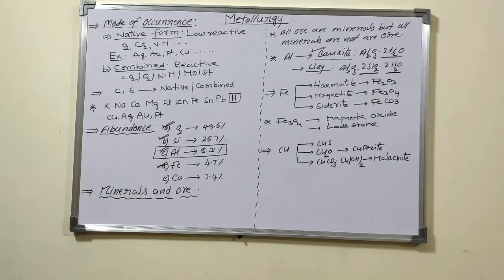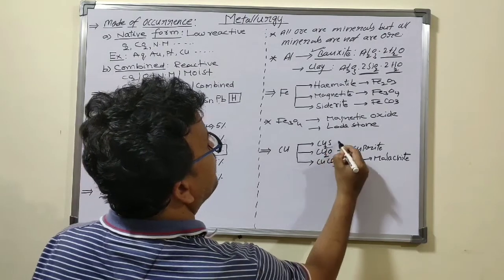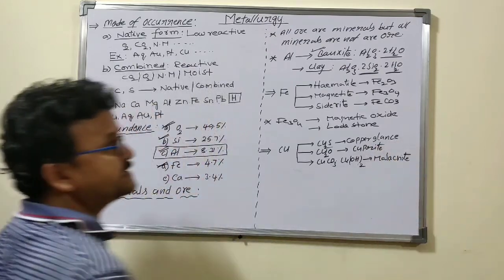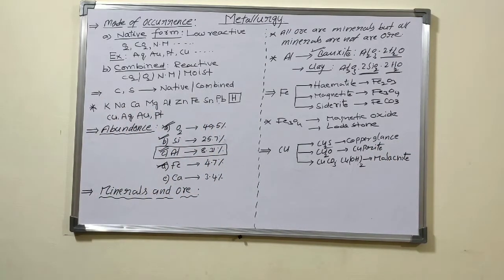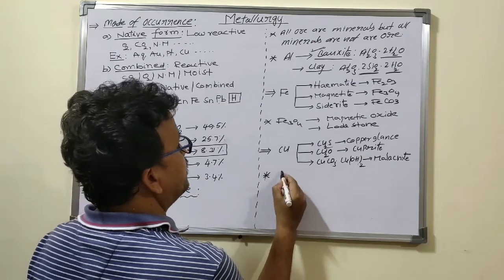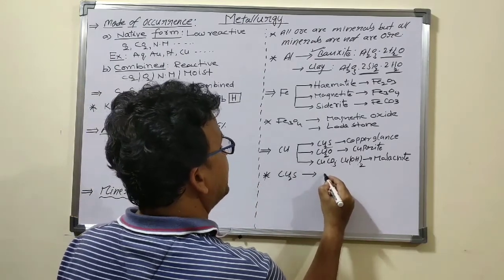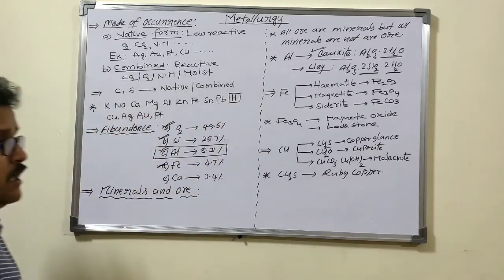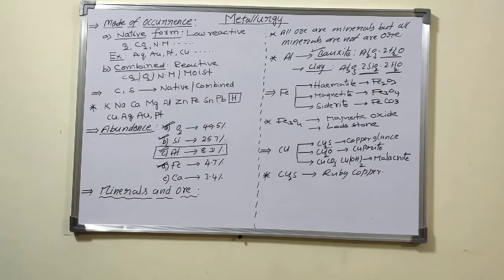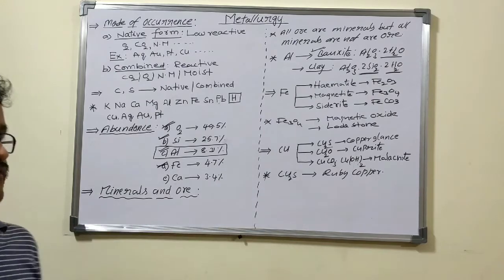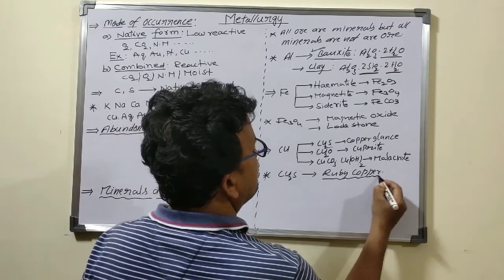And now we have copper sulfide. This copper sulfide we are calling copper glance. So like this, copper exists in three forms: copper glance, cuprite and malachite. Remember one important thing: Cu2S, that is copper glance, is also known as ruby copper. Which copper mineral is well known as ruby copper? Copper sulfide. You have to remember this for competitive exams.